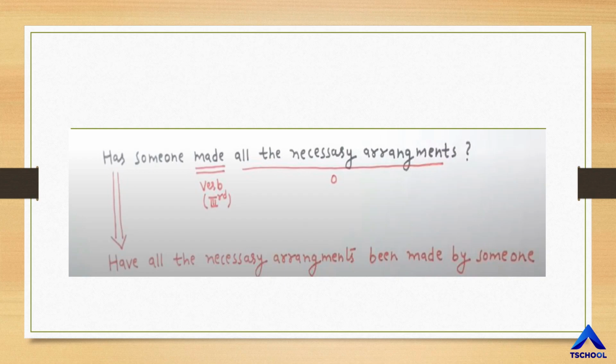All the necessary arrangements been made. Why been made? Because the verb is in third form. Then we are going to use been. If it would be in the fourth form, then we are going to use ing. Here it is in third form, so we are using been. So the final answer is have all the necessary arrangements been made by someone.